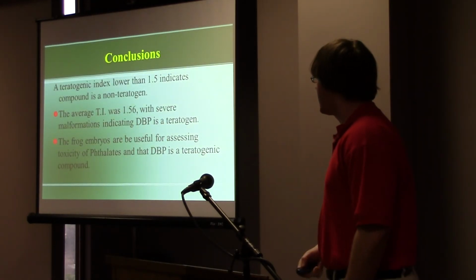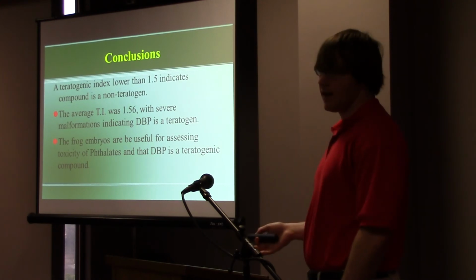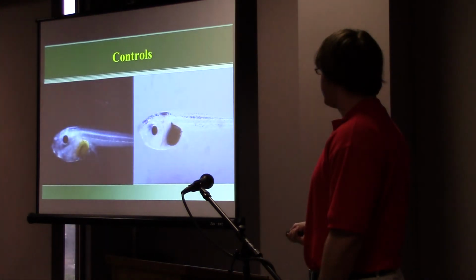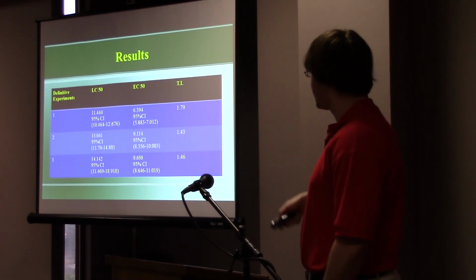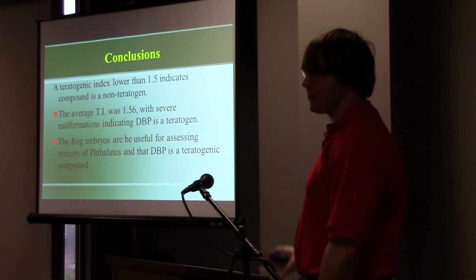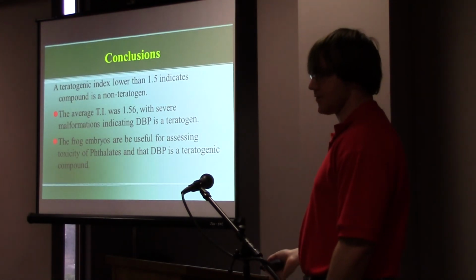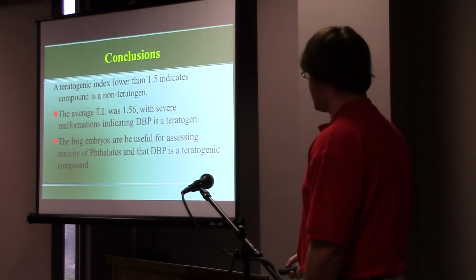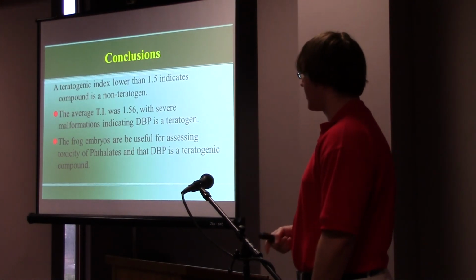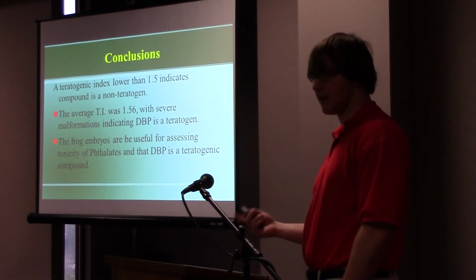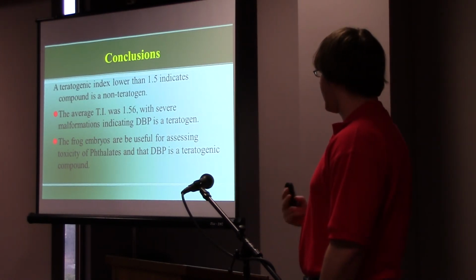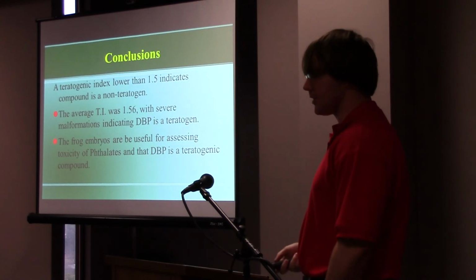So conclusions. A teratogenic index lower than 1.5 would indicate that it's non-teratogenic. Well, if you take all of the TIs we have here and average them together, we wind up getting a teratogenic index of 1.56, as well as having the malformations from the pictures that I just showed you. So we can conclude from this two things. Number one, that these frog embryos can be useful in assessing the toxicity of these phthalate compounds. And two, that dibutyl phthalate is in fact a teratogenic compound.